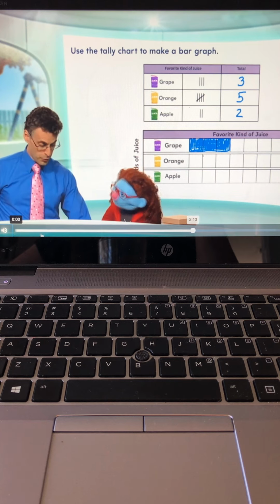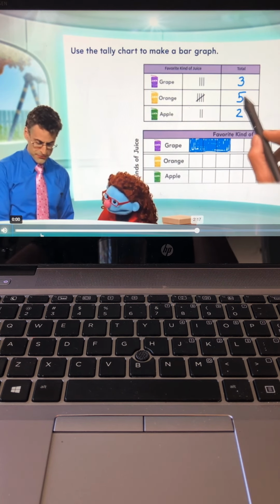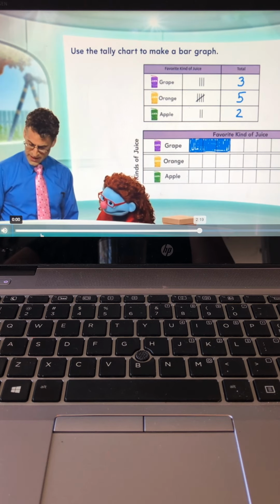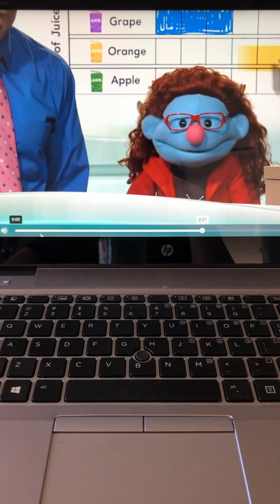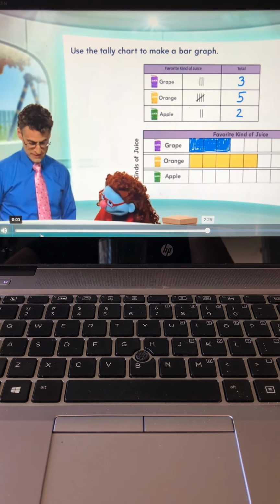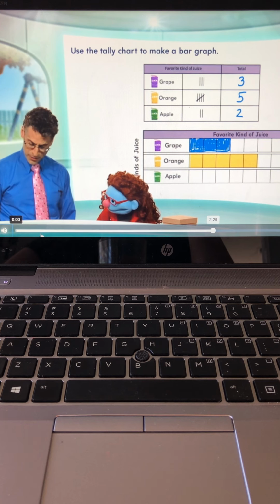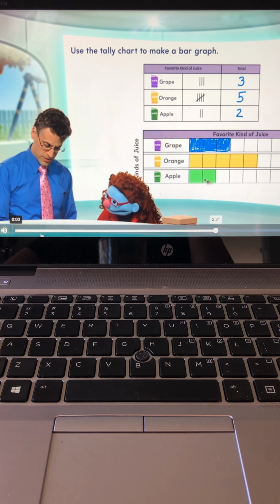Now, for the orange, rather, we see 5. So we're going to go all the way up to 5. And I did this one in advance. This is going to be a very pretty one. Orange juice is tasty. It is very good, and it isn't just for breakfast. And then the last one we see is apple, and only 2. So that bar is going to be a lot shorter. It's only going to go to the number 2.